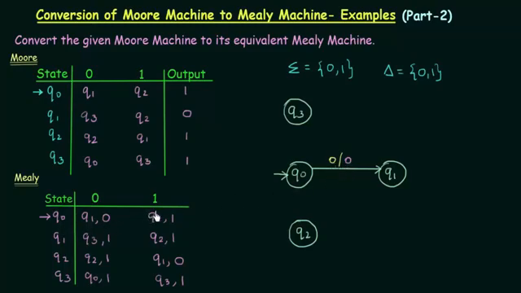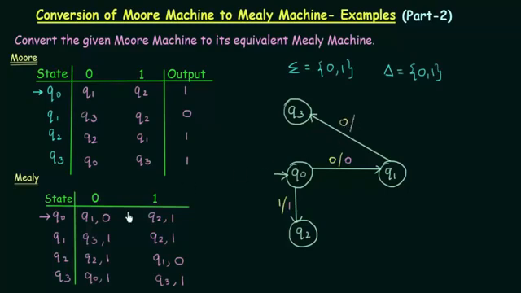And then Q0 on input 1, where does it go? It goes to Q2. On input 1, it goes to Q2. And what is the output that it gives? The output that it gives is 1. So on input 1, it goes to Q2 with output 1. Okay, so now we have completed Q0. Now let's come to Q1. Q1 on input 0, it goes to Q3. So Q1 will go to Q3 on input 0.